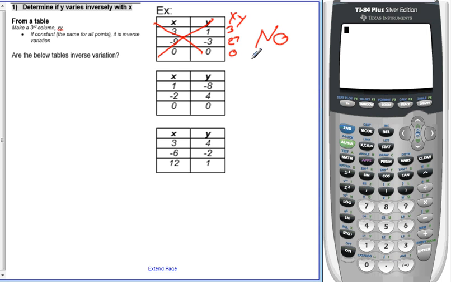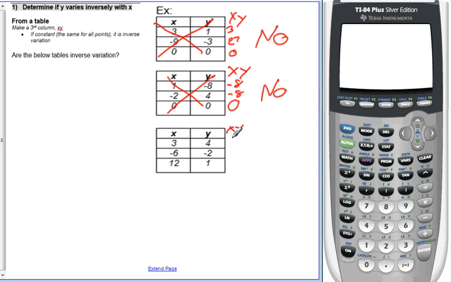So let's try the second table. I've got x times y again for my third column. 1 times negative 8 is negative 8. Negative 2 times 4 is negative 8. But 0 times 0 is 0. So again, my answer is no, it's not inverse variation, and that's because x times y is not all the same.